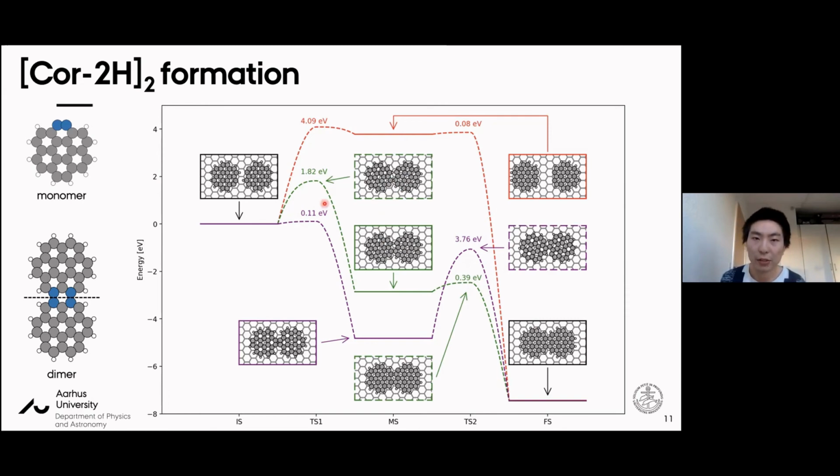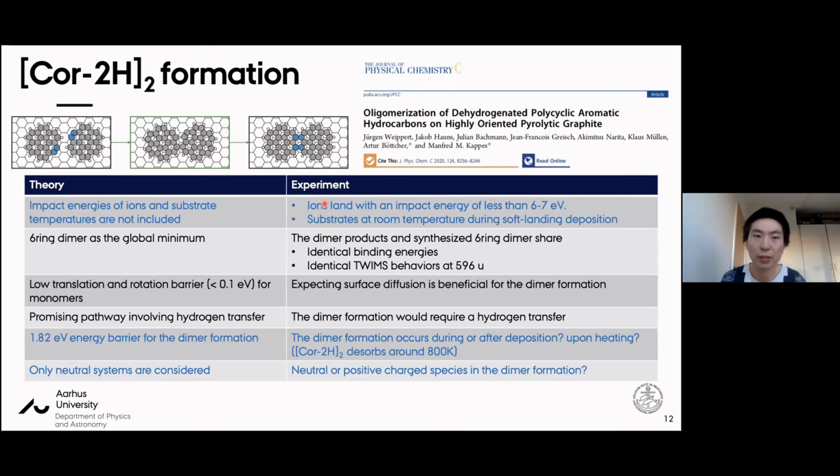So I just did a more detailed comparison between our theory and the experimental results. In the experiments, the deposited ions on the surface have impact energies, and also the substrates are kept at room temperature. This is something not included in my calculations because I didn't consider the kinetics of the movement of the monomers. But there are still some things where we have good agreement with the experiments.